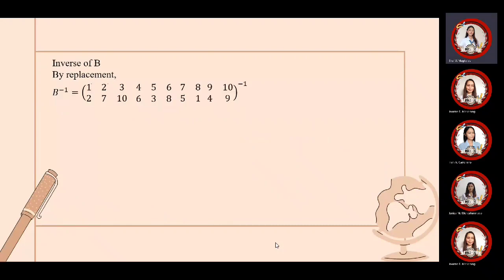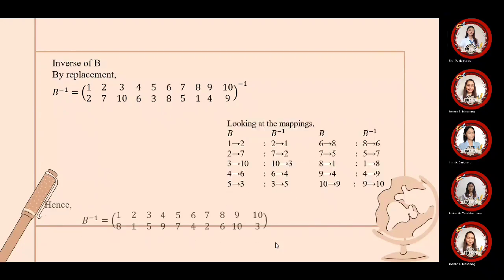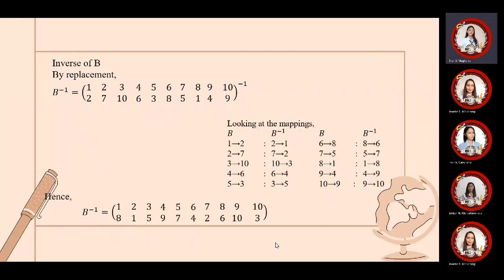So inverse of B by replacement. By looking at the mappings, the two-line notation is 1 maps to 8, 2 maps to 1, 3 maps to 5, 4 maps to 9, 5 maps to 7, 6 maps to 4, 7 maps to 2, 8 maps to 6, 9 maps to 10, and 10 maps to 3.